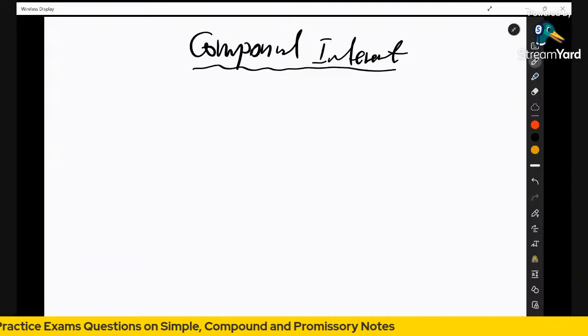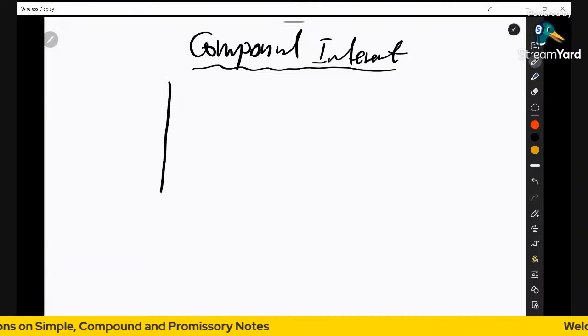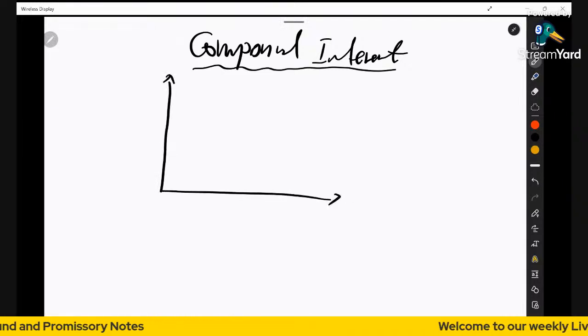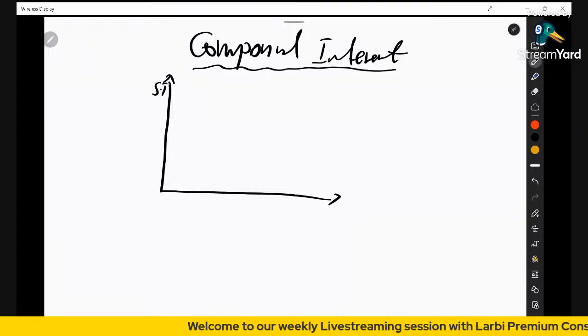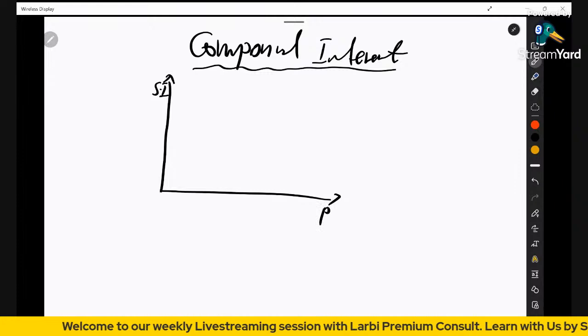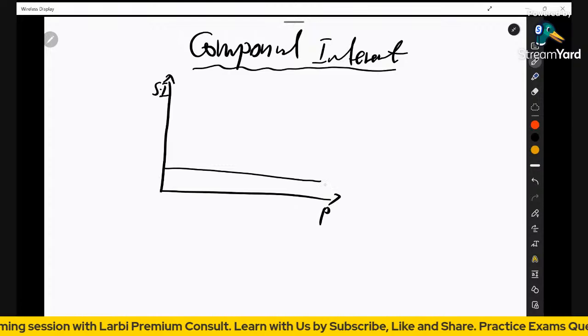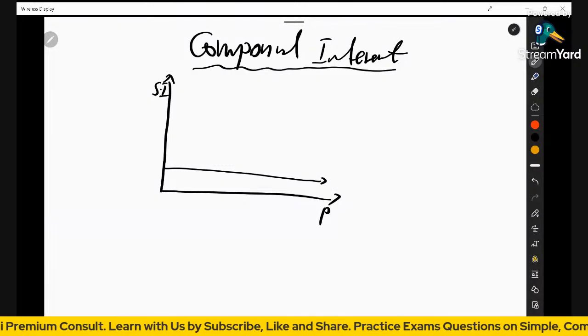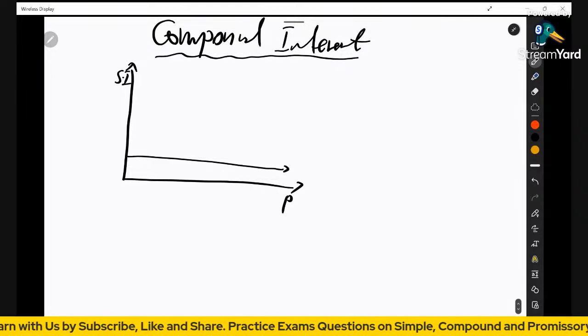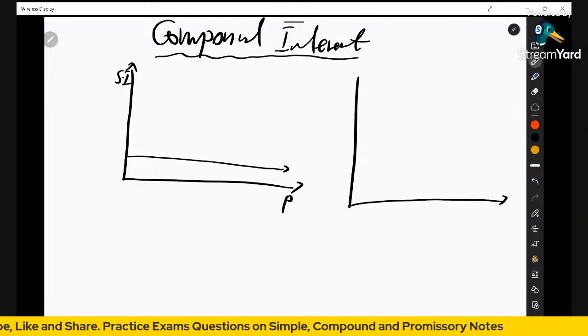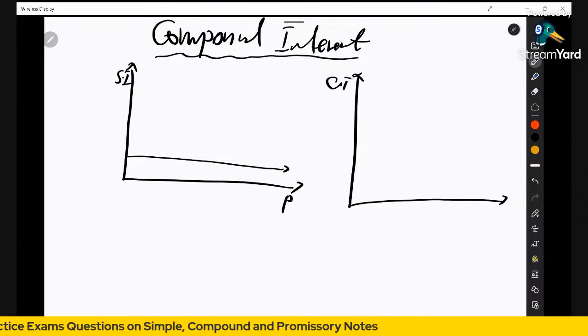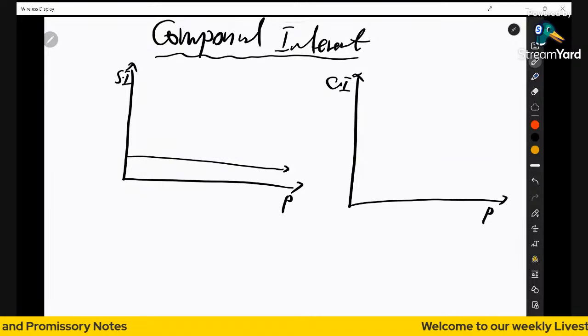Interest upon interest. Whilst when we plot simple interest in graph form, let's say this is our simple interest and this is our principal or the initial amount, you realize that since interest is computed once, it's going to be a straight line parallel to the principal line. But when it comes to compound interest, you are plotting this on a curve. So here you have compound interest and your principal. It's not going to be a straight line, but rather, since you are computing interest upon interest, it's going to be a curve.